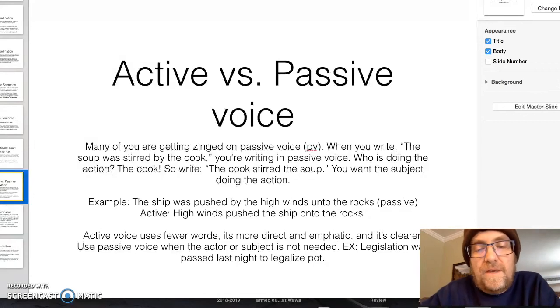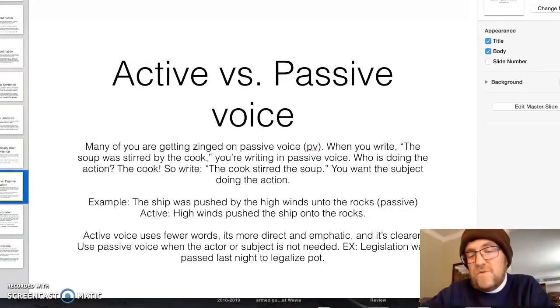An example would be the ship was pushed by the high winds onto the rocks. Well, who's doing the pushing? Well, the high winds. So then say high winds push the ship onto the rocks. That's active. 90% of the time you want to use active voice, maybe even more than that. Active voice uses fewer words, it's more direct and emphatic, it's clearer.